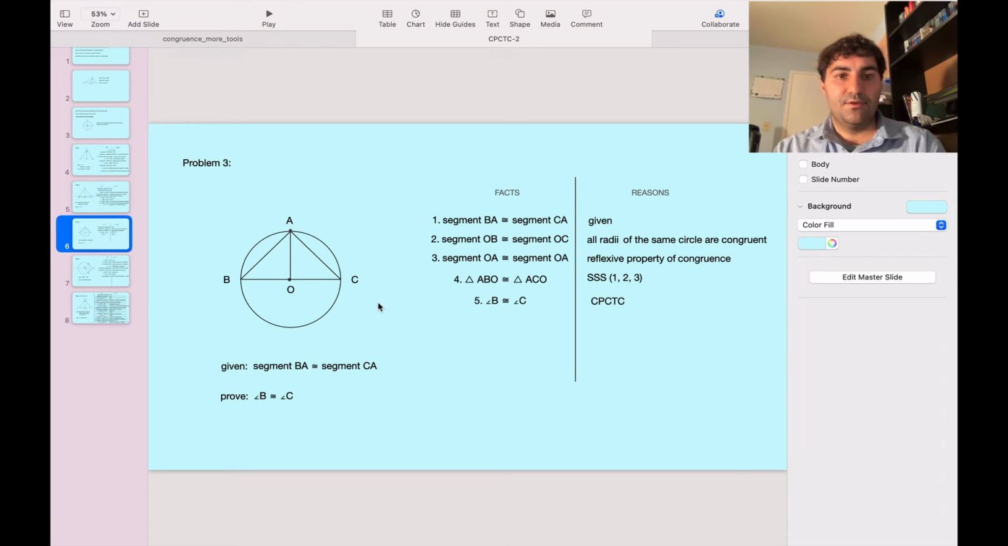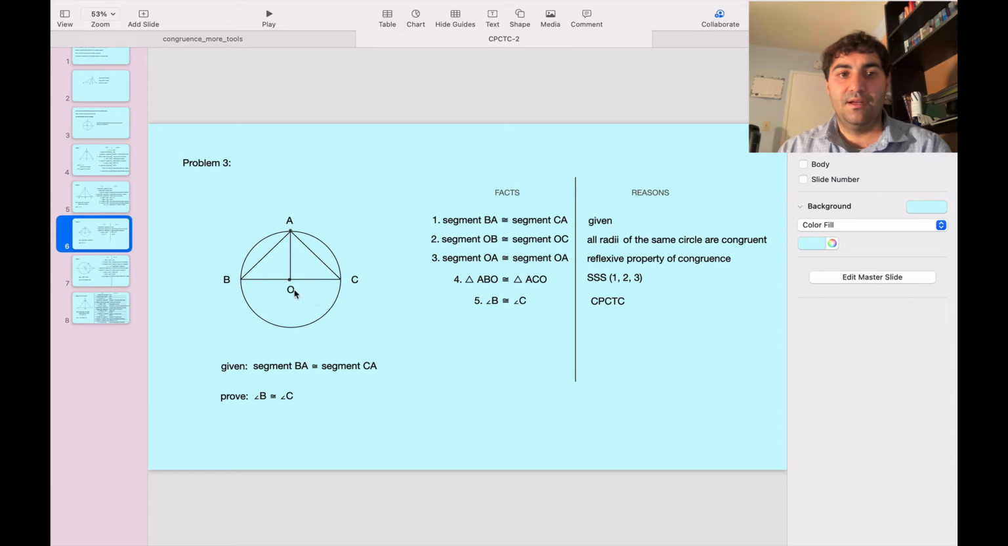I want to do something with circles now. We have segment BA is congruent to segment CA, and we want to prove that angle B is congruent to angle C. So let's start off with what we're given. We're given just this one thing, that segment BA is congruent to segment CA. But since we have a circle here, and O is the center, segment OB and segment OC are radii. And since they're both radii of the same circle, they're congruent.